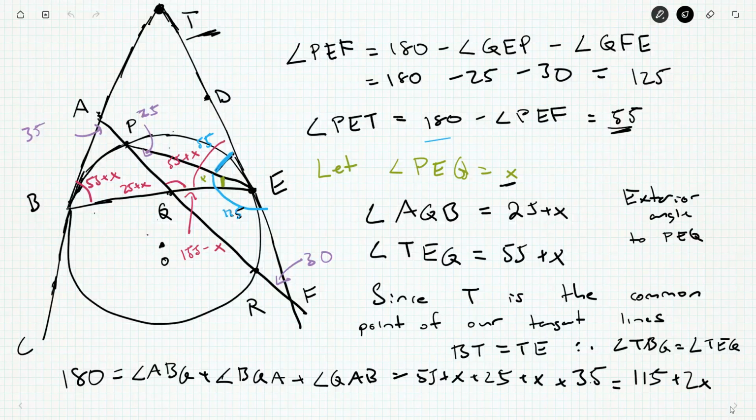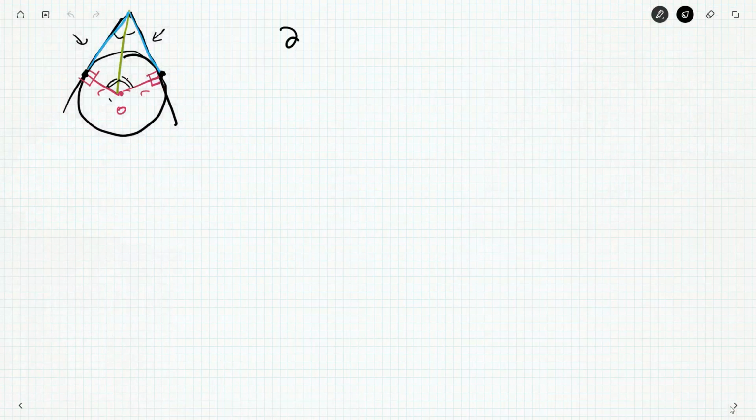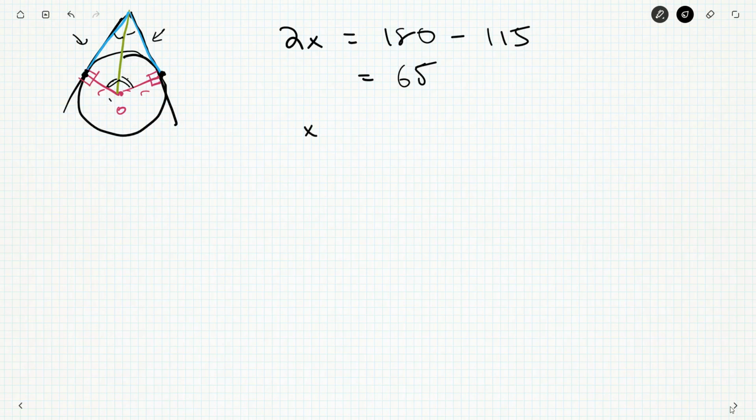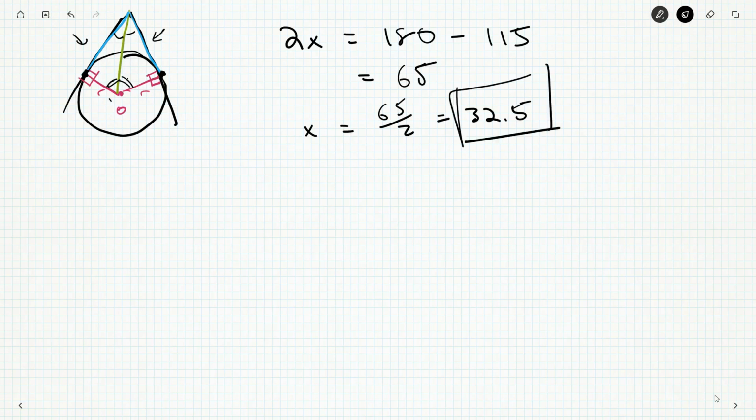And now we'll flip over to the other side. 2X is 180 minus 115, and that's going to be 65. Yeah, we need the 5, and that would bump it to 20, plus another 60, so 65. So X is 65 over 2, which, since we're in degrees, is 32.5. And that's going to be our final answer.